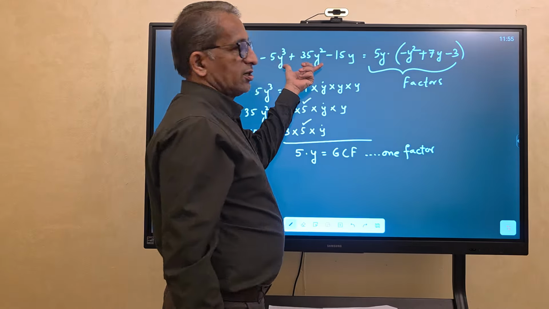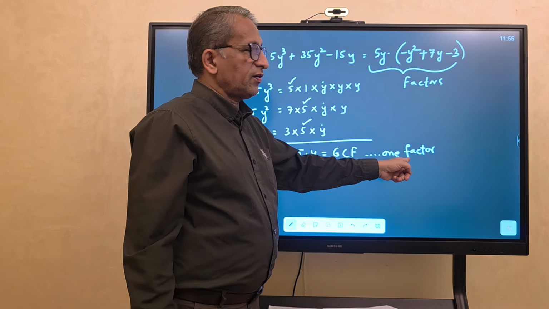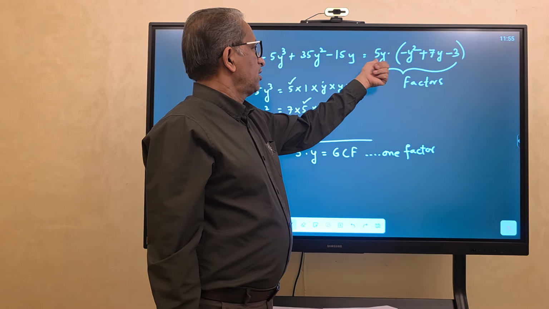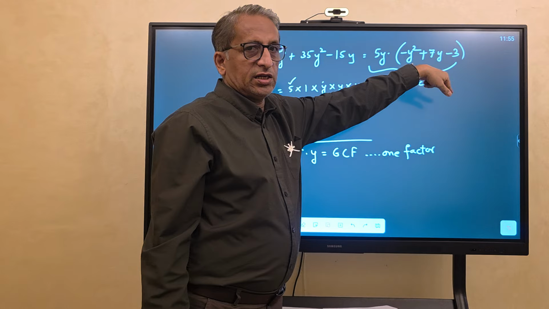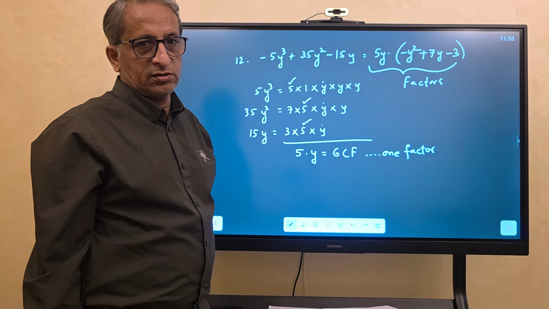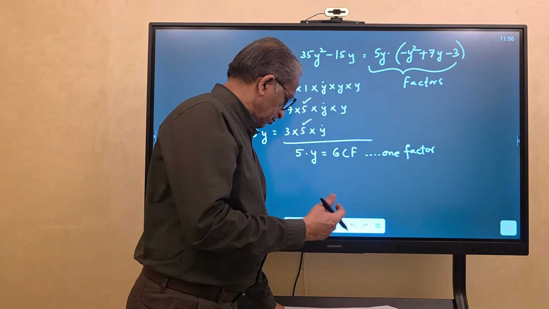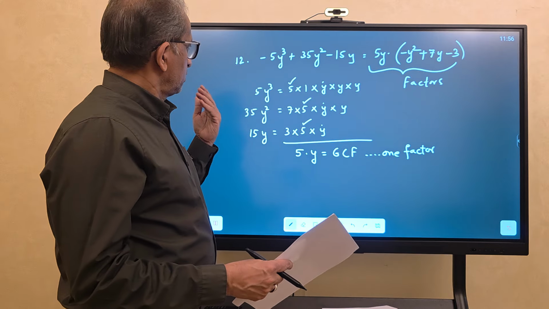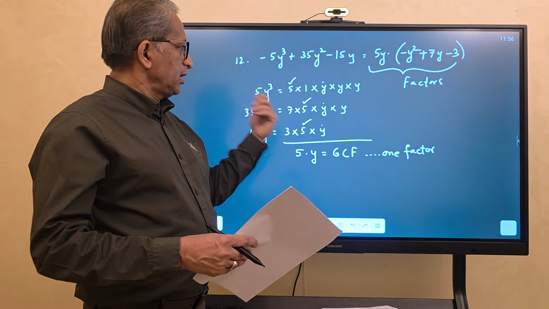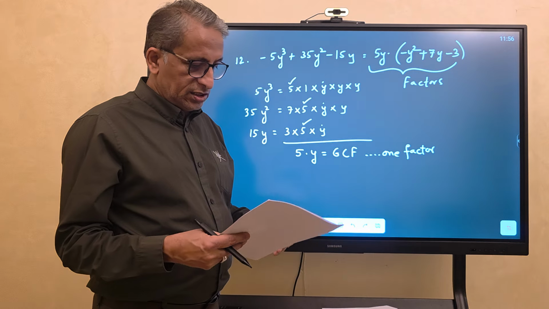of the trinomial. So first find the GCF, which is one of the factors, and take 5y from each. Whatever you are writing inside is the second factor. This is how we find the factors of a binomial, monomial, trinomial, any number of terms in a polynomial, after finding the GCF.